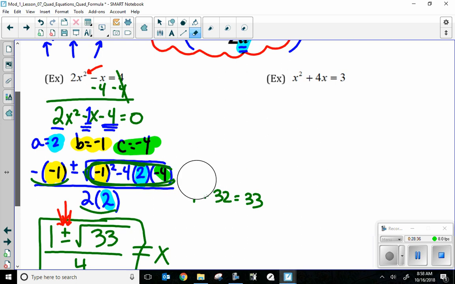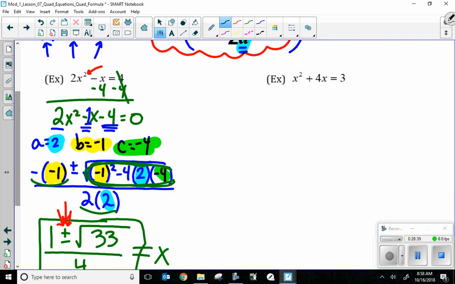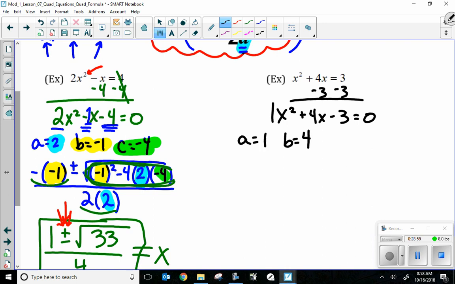Let me get this out of the way, and let's get going. All right. Set it equal to 0. I'm going to subtract 3 from both sides. X squared plus 4x minus 3 equals 0. My a value is 1 right there. My b value is 4. And my c value is negative 3. Okay? It's the alphabet. A, B, C. There you go. Let's plug these back in.